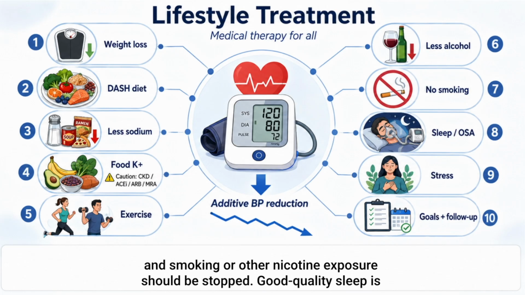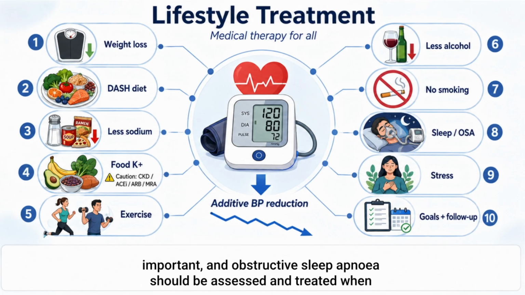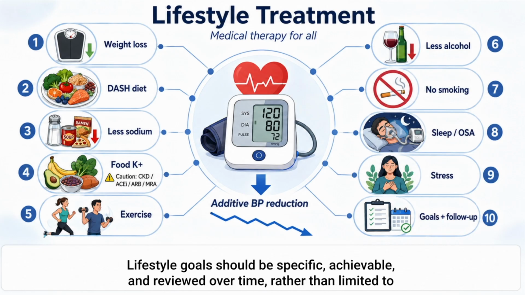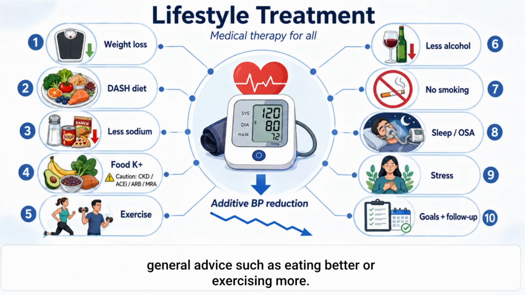Good quality sleep is important, and obstructive sleep apnea should be assessed and treated when suspected. Stress management may also support well-being and treatment adherence. Lifestyle goals should be specific, achievable, and reviewed over time, rather than limited to general advice such as eating better or exercising more.